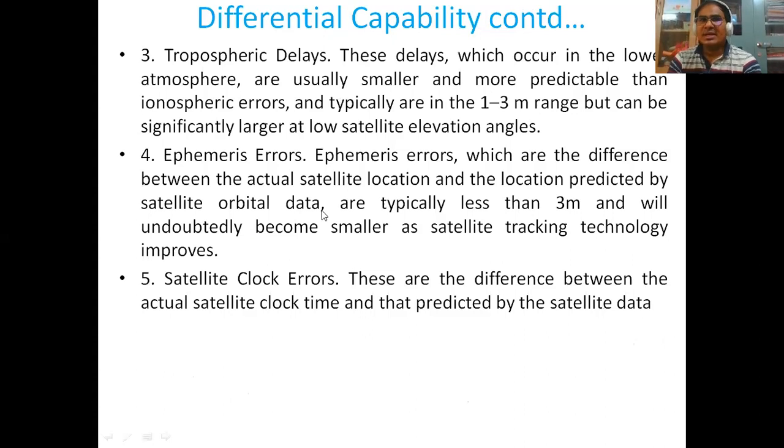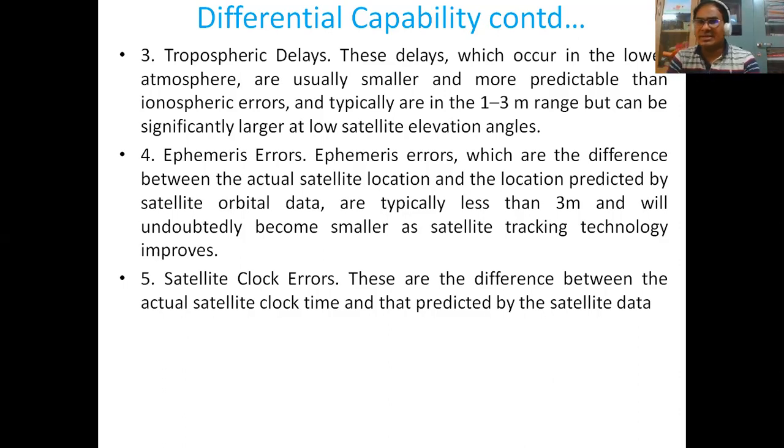And ephemeris errors. If there is any mismatch in the orbital information of the satellite carried by the navigation message signal, that will also result in an error of around 3 meters or less. See, the satellites are revolving in elliptical orbits around the Earth. If the proper orbital information and inclination is not carried by the navigation message signal, that will lead to some error. That error is called the ephemeris error.